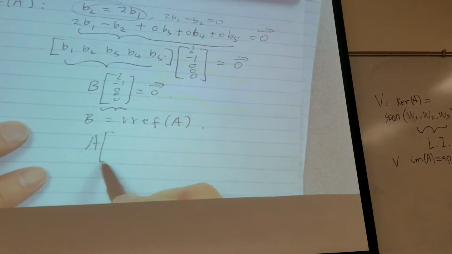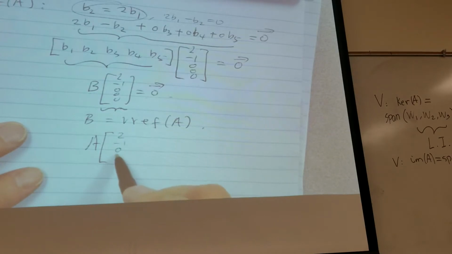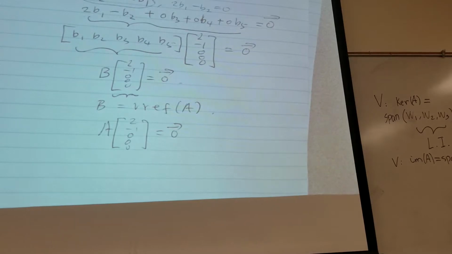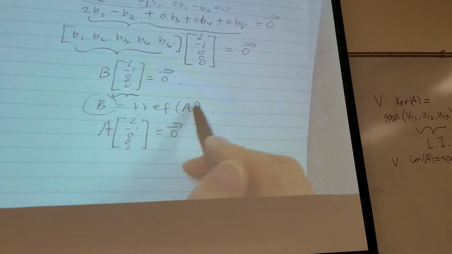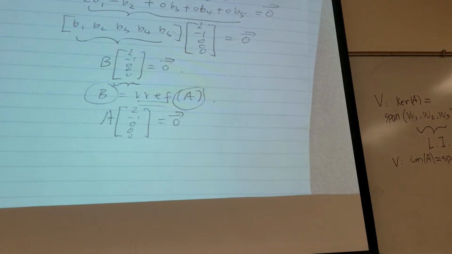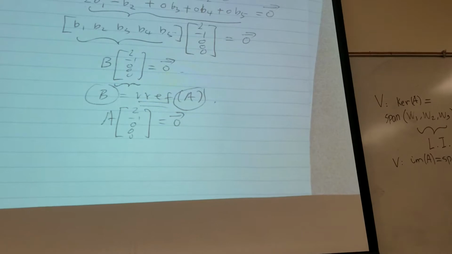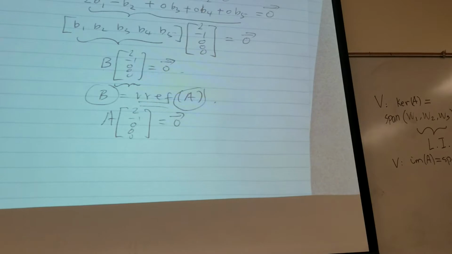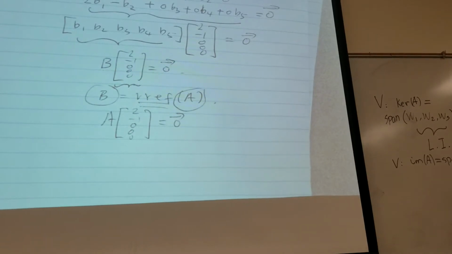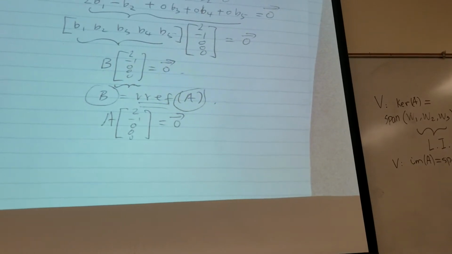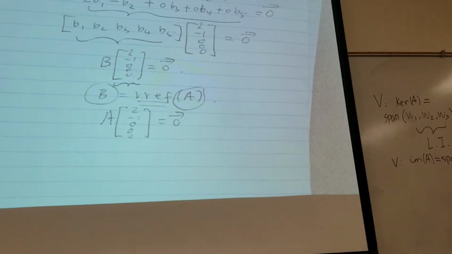Can I say A times this equals 0 too? Yeah, because B is the RREF of A, right? So at the end you get something. That's how we solve for Ax equals 0. We don't do it directly. We do Gauss-Jordan elimination, right? So at the end you find a solution for the last one, but that's the same. That's a solution to the original Ax equals 0, right?